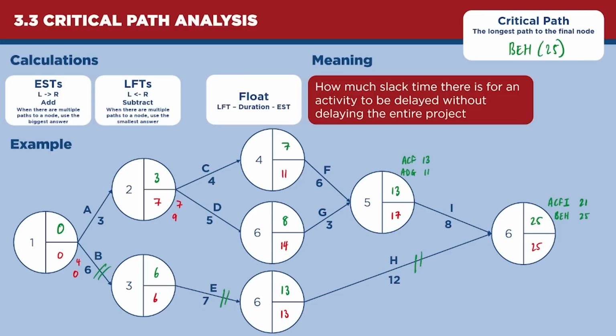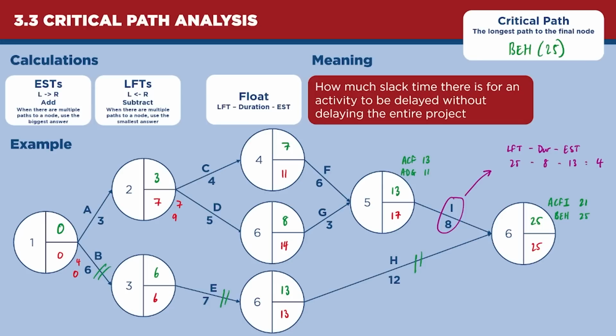Right, lastly, float time. So let's look at I as an example. I is an activity that has an LFT minus duration minus AST. So the LFT for I is at the end of I, the finish of I. So that's 25. The duration is 8. And the earliest start time is at the start of I. So we take the finish time from the finish, the start time from the start. So that is going to be 13. That gives us a float time of 4 weeks. So that can be delayed by 4 weeks, and it still won't impact on the entire project. If it's delayed for more than 4 weeks, then it will delay the whole project.